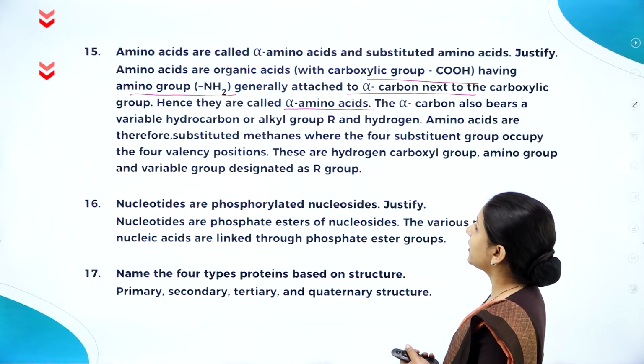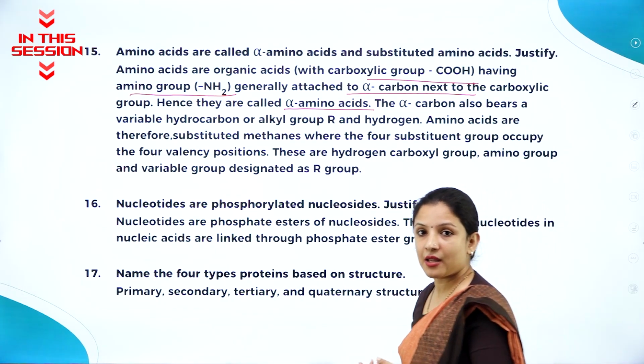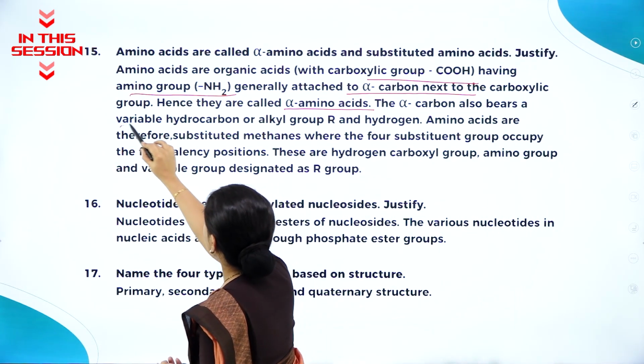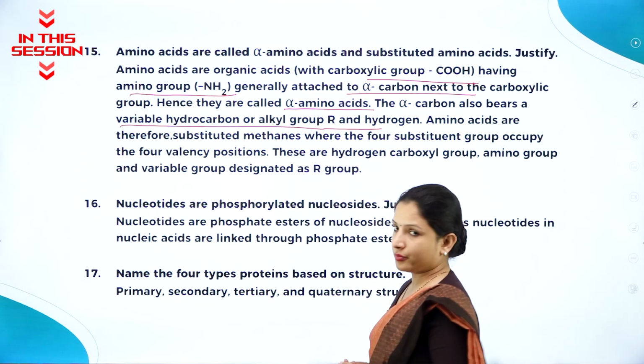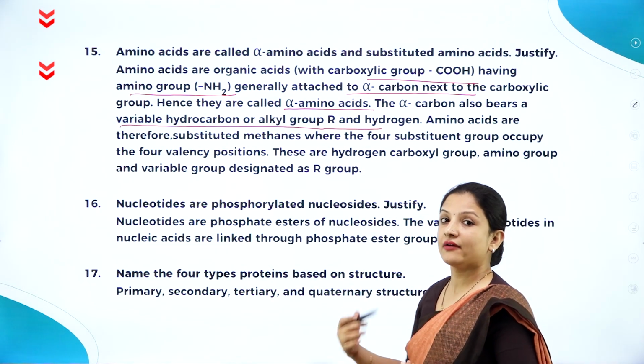And the alpha carbon atom also has a variable group, right? What is that variable group? It is the R group. And on the side chain they also have a hydrogen.